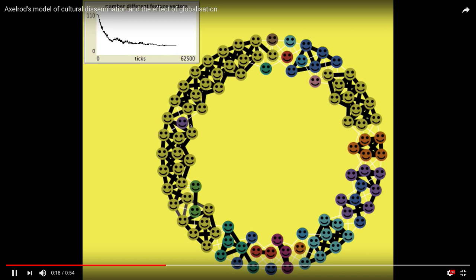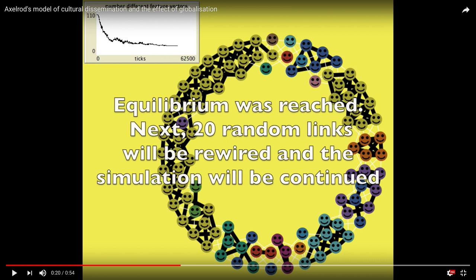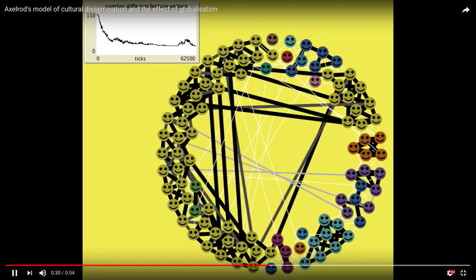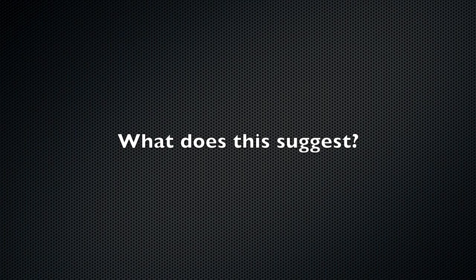Now, equilibrium was reached. Next, 20 random links will be rewired and the simulation will be continued. So now we will introduce globalization, meaning that some of these links will actually connect far away. Okay, let's go ahead. Do you see the increase? He will mention this in a moment. What does this suggest?